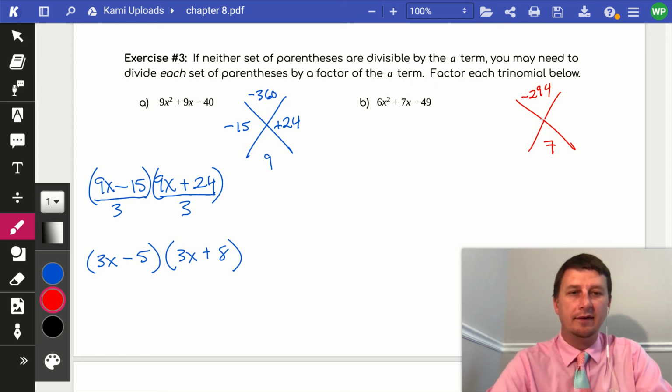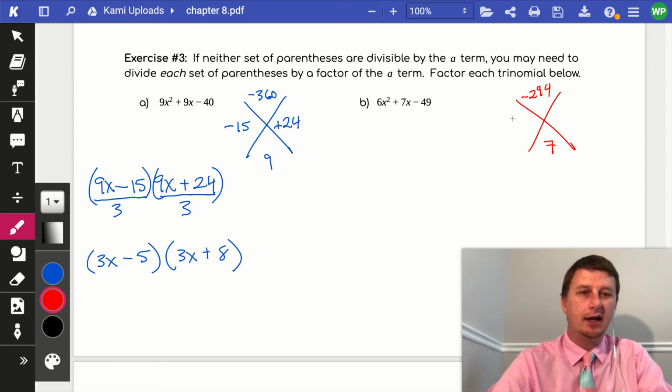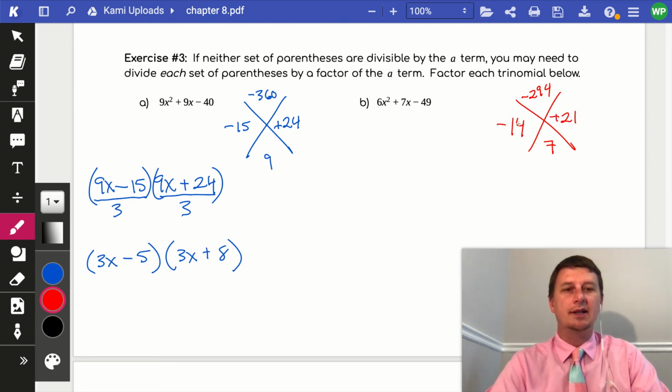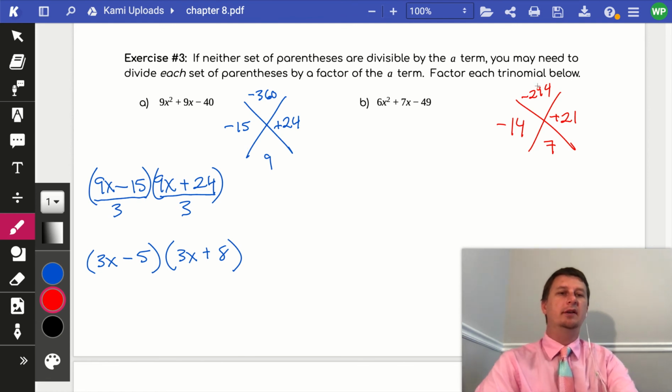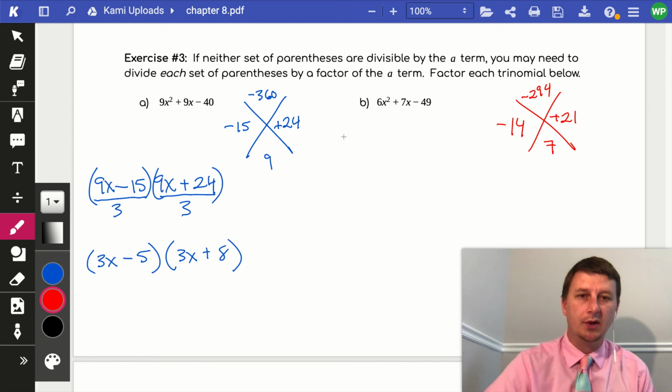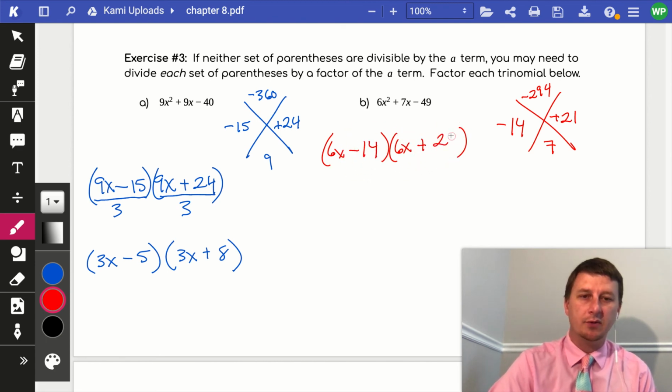Okay, now that you have the same factors as me, hopefully I got 14 and 21. To get a positive 7, I need this one to be positive and this one to be negative. So 21 times negative 14 is negative 294, and 21 minus 14 is 7. I'm going to start each of my parentheses with a 6x because that's my a term. My factors are going to be negative 14 and positive 21.